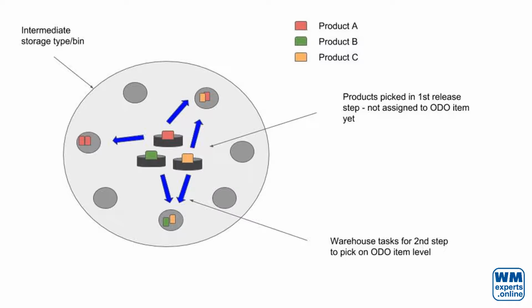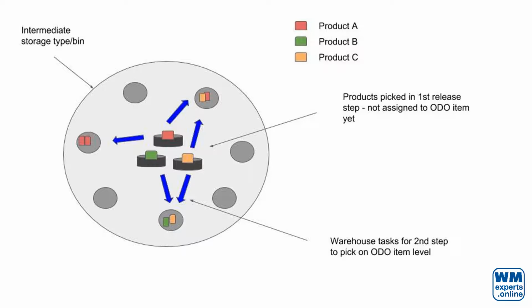Once the stock has arrived on this bin, we release the wave a second time in order to create the warehouse tasks for the second step of the picking process. Within the second step, we pick on delivery item level, so we separate the total quantity which has been picked based on the requested quantity for each delivery item. Depending on the consolidation group, the stock might go into separate or shared pick HUs, but independent of this, both variants complete the picking process here and trigger the next step of our outbound storage process.